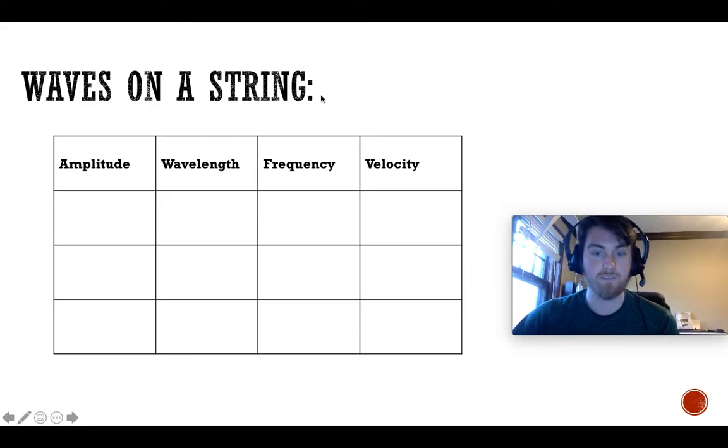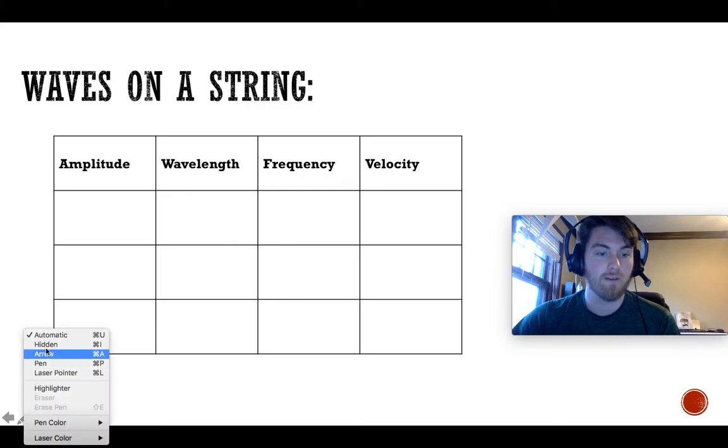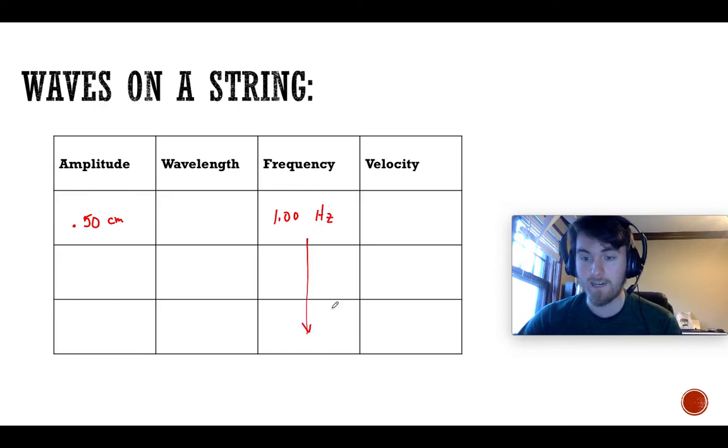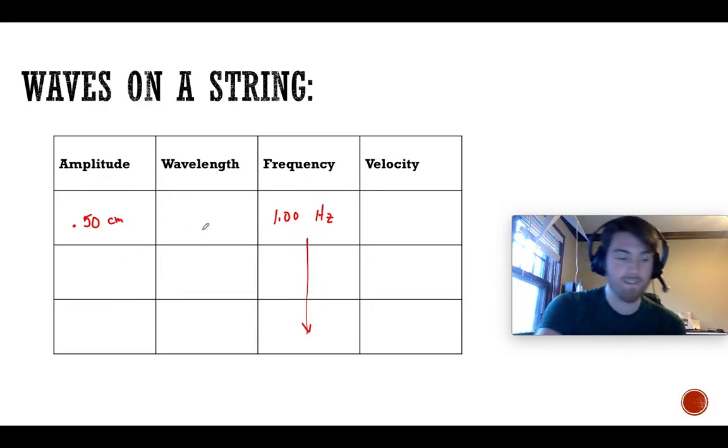So my amplitude, down here over the side, I am going to start out with 0.50 centimeters, and a frequency of 1.00 hertz. If you notice, I am going to keep the same frequency all the way down, but I am going to be changing the amplitude and we are going to be measuring the wavelength on this together.